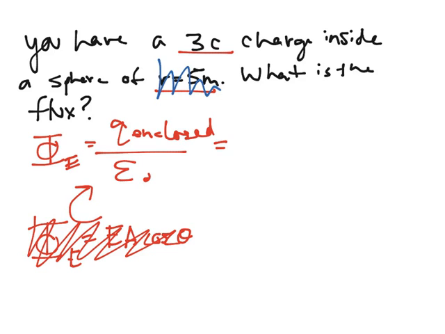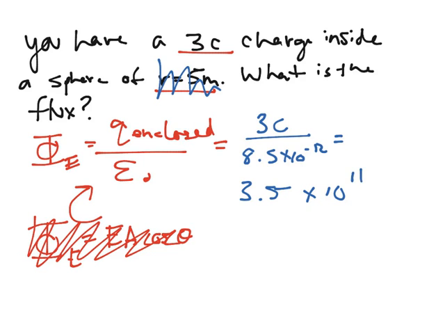So all you would need to do is do your 3 coulomb charge over the 8.5 times 10 to the negative 12. If you're doing this on your calculator, really remember your parentheses. And that will give you 3.5 times 10 to the 11th power. Or again, if you're looking at your calculator, that could look like E11. So these questions, while they sound difficult, are actually very easy to solve for. You just need to know what you're looking for.